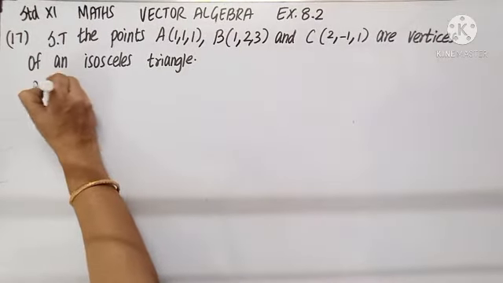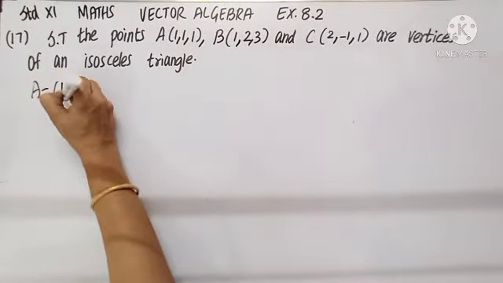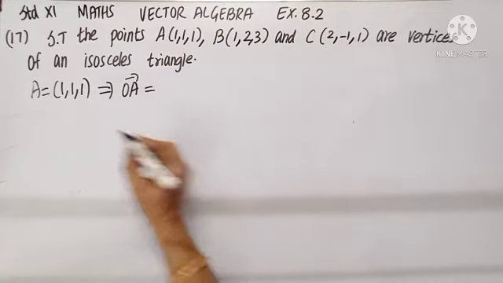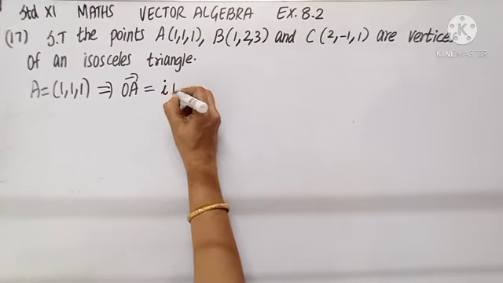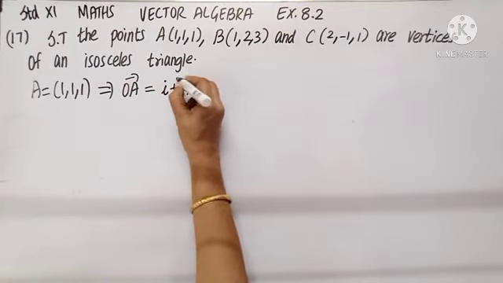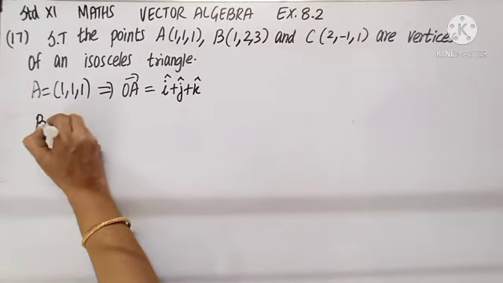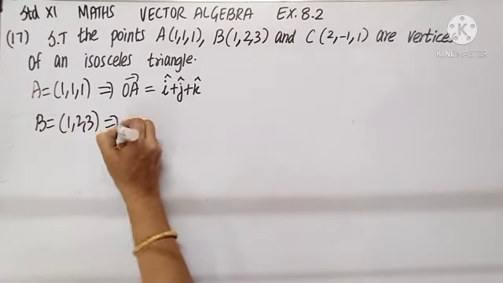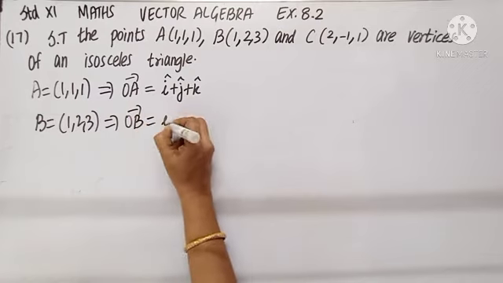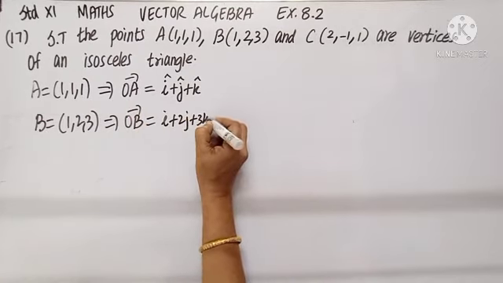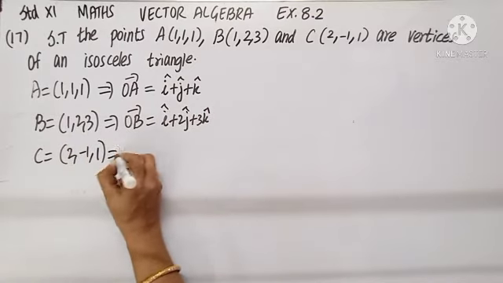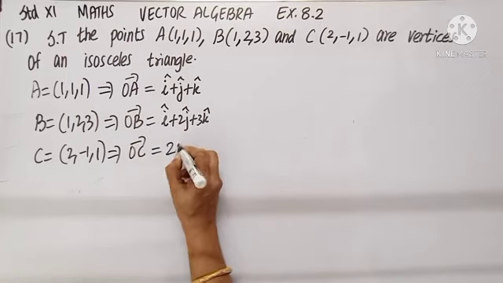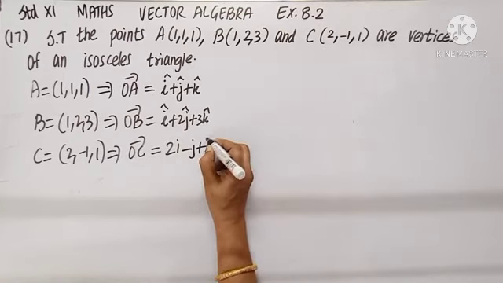So A is (1, 1, 1). How am I to write the position vector, where O is the origin of reference? Each component, let us put i, j, k. So 1 into i plus 1 into j plus 1 into k. Similarly, what is B given? (1, 2, 3). So what will be the OB vector? It is i plus 2j plus 3k. And C is (2, minus 1, 1). So what is the OC vector? It is 2i minus j plus k.